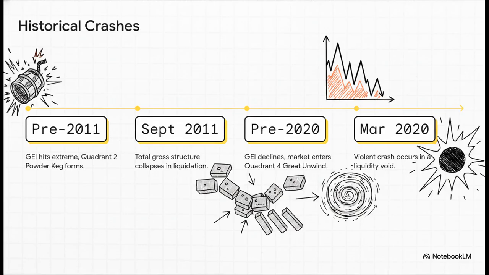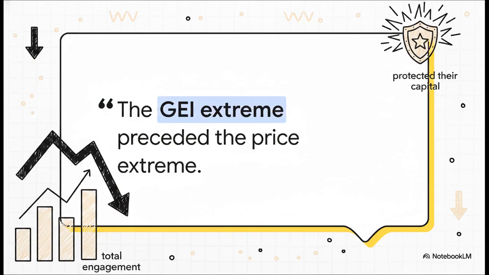In both of these cases, the standard net data looked completely normal. But the gross data, it was literally screaming danger. There is a very good reason they say the GE extreme precedes the price extreme. Just let that sink in for a second. The senior analysts who actually survived the 2011 bloodbath, they didn't just get lucky. They survived because they recognized the gross extreme way before the price broke down. They saw that total engagement maxing out, and they immediately protected their capital.